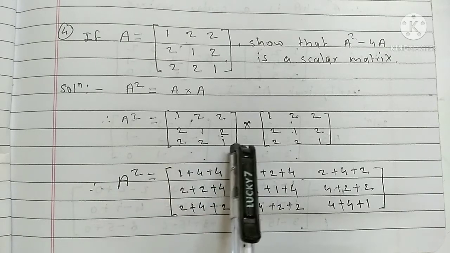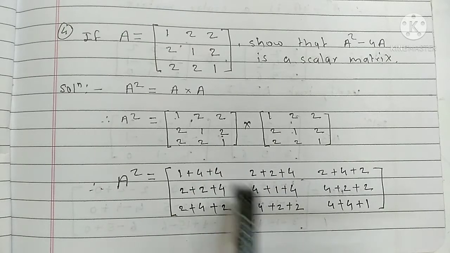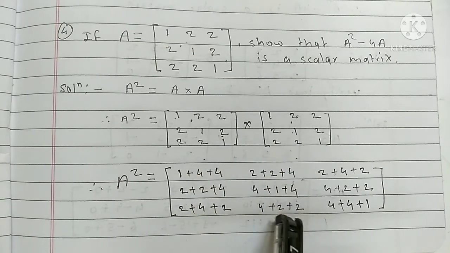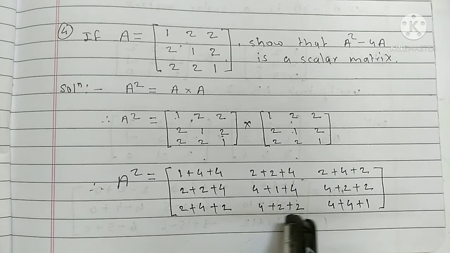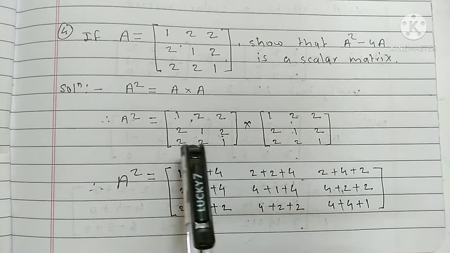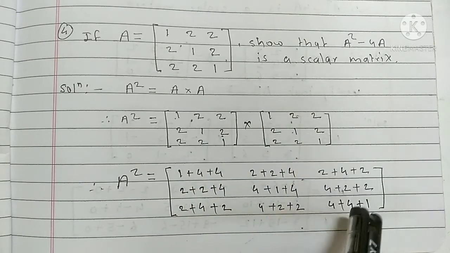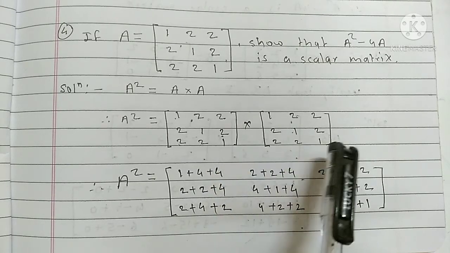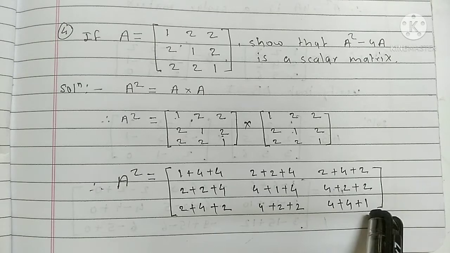Then third row, second column: 2 into 2 is 4, 2 into 1 is 2, 1 into 2 is 2. So 4 plus 2 plus 2. Then third row, third column: 2 into 2 is 4, 2 into 2 is 4, 1 into 1 is 1. So 4 plus 4 plus 1.